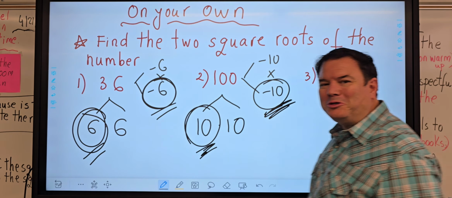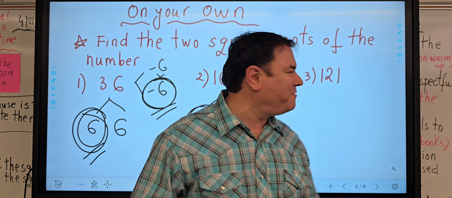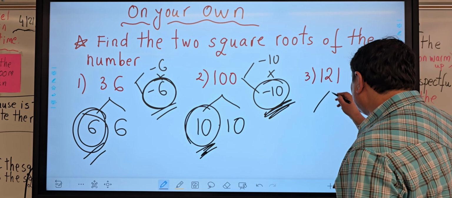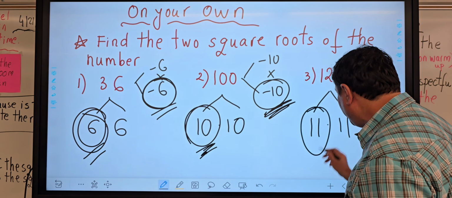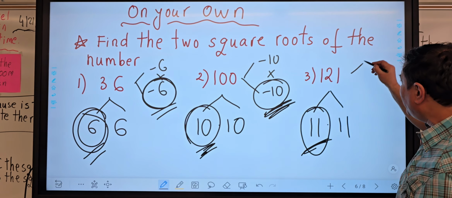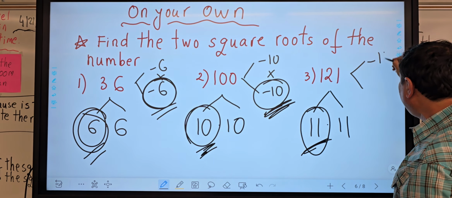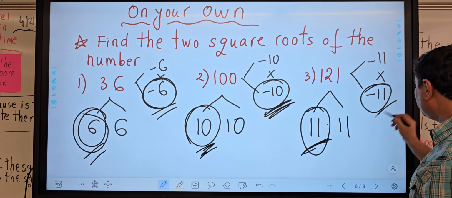Now let's take a look at 121. 121 is 11 times 11. Those are the positive values. So remember, one of the answers would be 11. The square root of 121 is 11. But we can also write it as negative 11 times negative 11. So another answer would be negative 11.